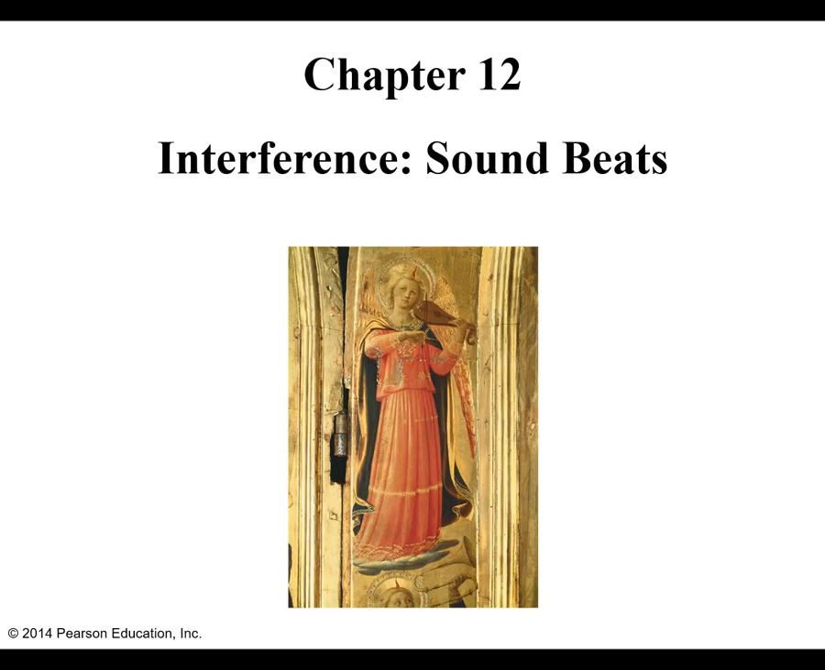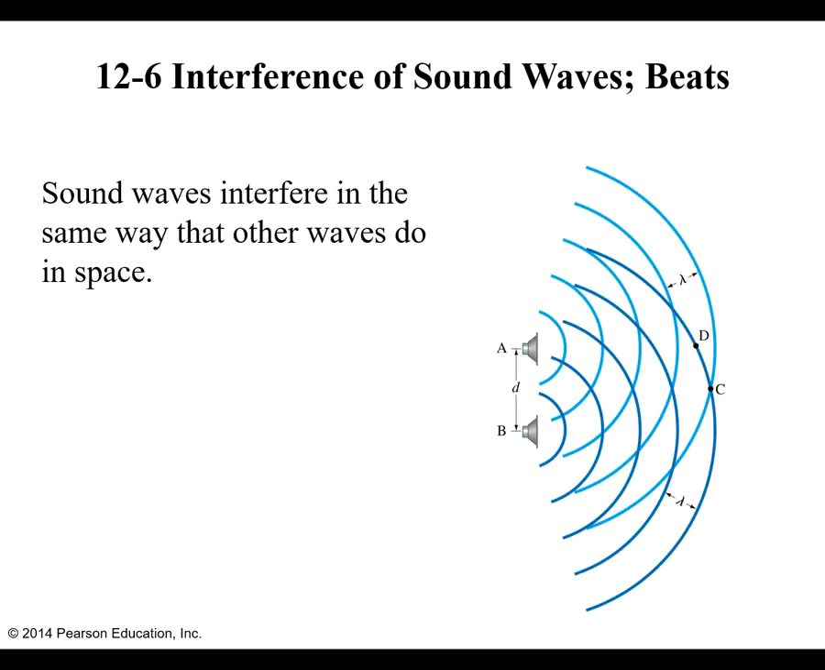Another interesting type of interference pattern we see with sound are what we call sound beats. Now, sound waves do interfere in the same way that other waves do in space. And so whenever you have areas where the crests of a sound wave meet each other, you're going to end up with a louder tone. And in areas where you have a crest meeting up with a trough, you're going to have destructive interference. You're going to have an elimination of sound.